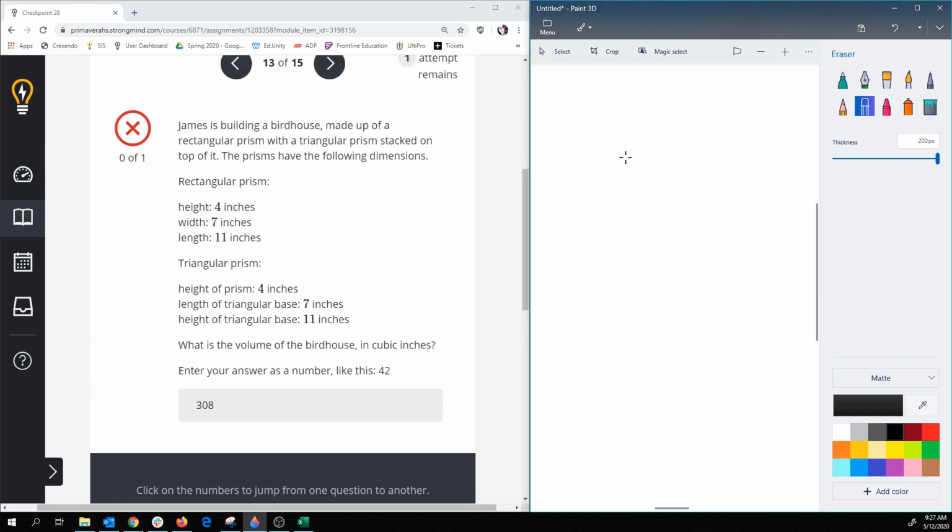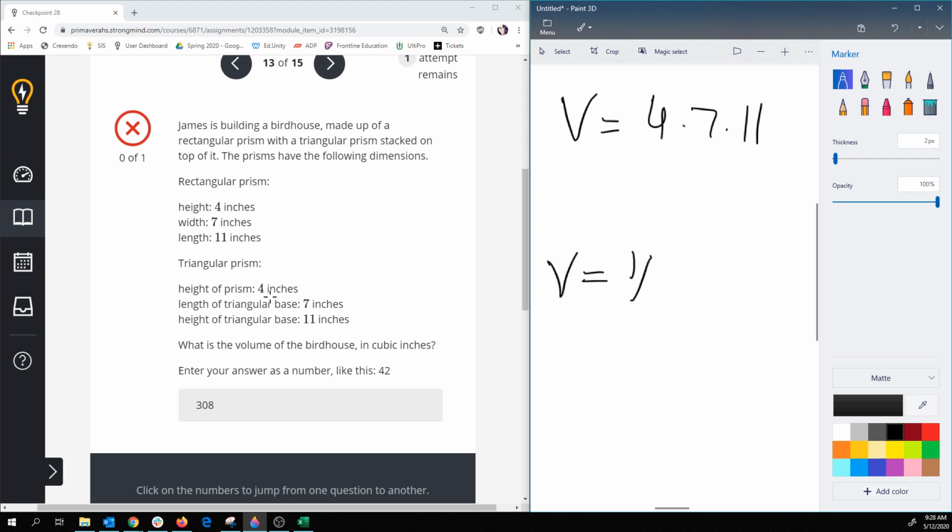Okay, so here James is building a birdhouse, and it's made up of a rectangular prism with a triangular prism stacked on top. So these are the dimensions that it gives us for the rectangular prism and the triangular prism. We want to know what the volume is. This is actually nice because I can just plug all of these into my formulas and then add them together. So for my rectangular prism, I can just do 4 times 7 times 11. And for a triangular prism, we haven't worked with that formula very much. It's 1/2 base times height times height. So the only difference is that there is a 1/2 because we have a triangle.